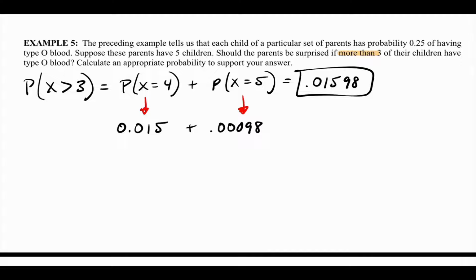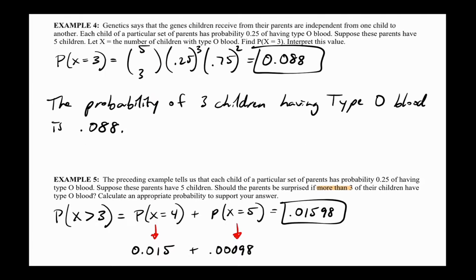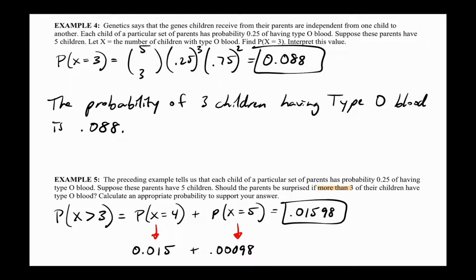So is there a good chance or a not so good chance that this would happen? Not so good, right? There's about a 1 or 2% chance that 4 or 5 of the kids are going to be type O blood. There's a better chance that only 3 of them would be type O blood than those 2 combined. Let me ask you this question. How many kids would you expect to have type O blood? Just one?